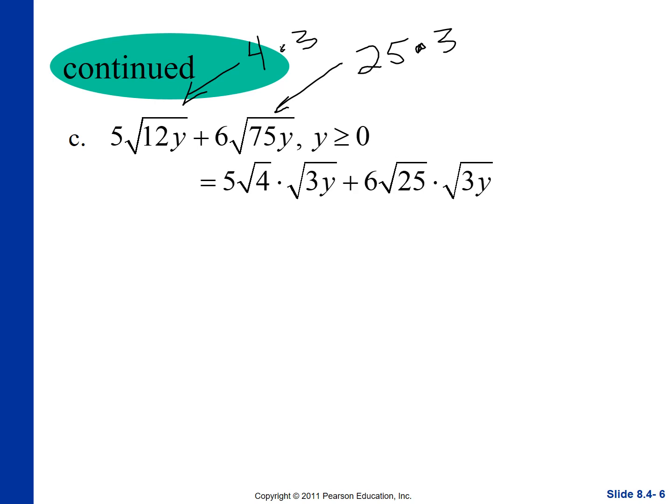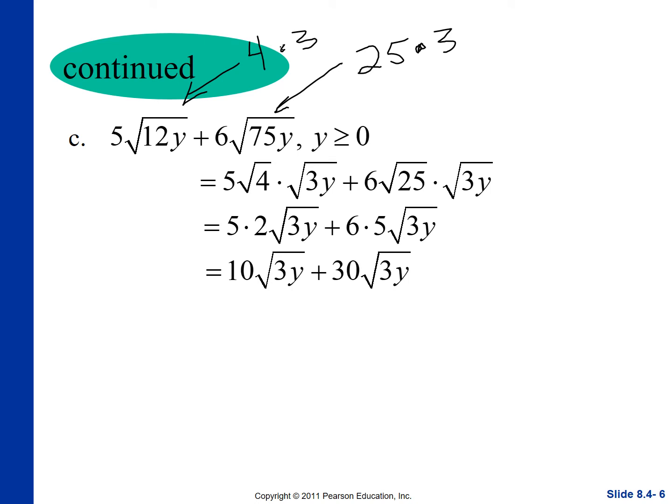So this would be 5 times the square root of 4 times the square root of 3y plus 6 times the square root of 25 times the square root of 3y. We simplify further: 5 times 2 times the square root of 3y plus 6 times 5 times the square root of 3y. We end up with 10 times the square root of 3y plus 30 times the square root of 3y. 10 plus 30, so our final answer is 40 times the square root of 3y.